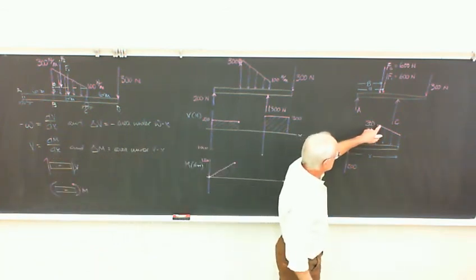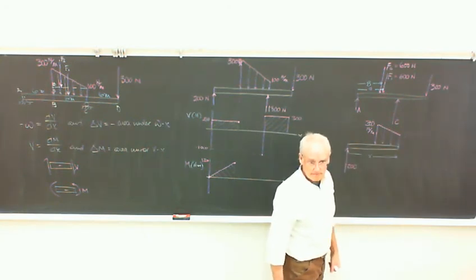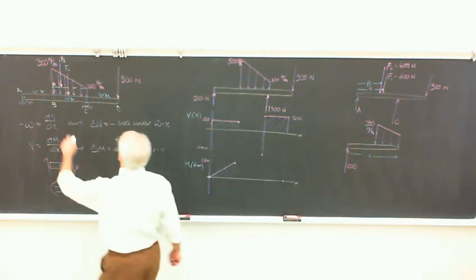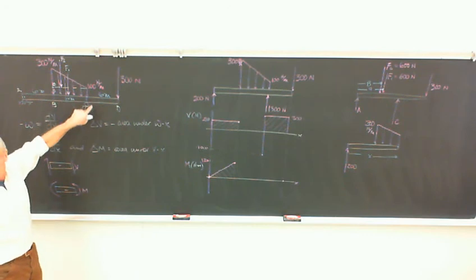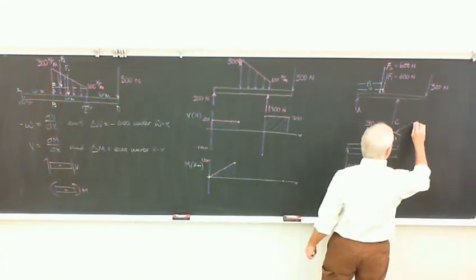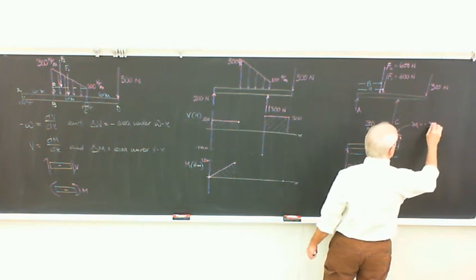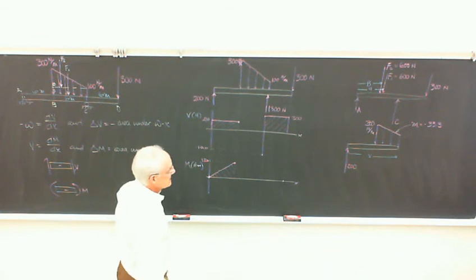And then the slope of this is what? Minus 33 and a third? Because it goes down 200 over 6 meters. So minus 33 and a third slope. And that's newtons per meter per meter.